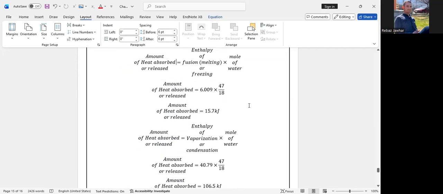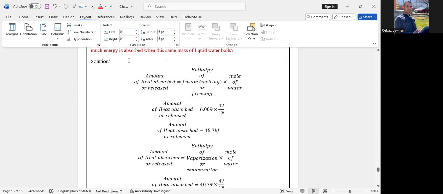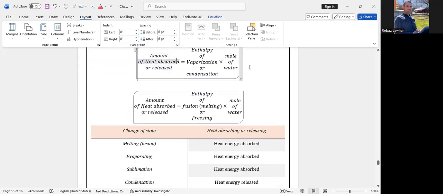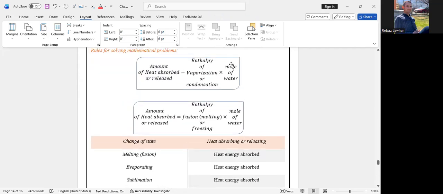Then, how much energy is absorbed when this same mass of liquid boils? Boils means evaporation. So, as we said, at the beginning you have to indicate the process. The first part is related to melting, so we use the second rule. The second part of the question says liquid water boils, so we need to use the first rule, because the first rule is related to vaporization or condensation, and boiling is a form of vaporization.